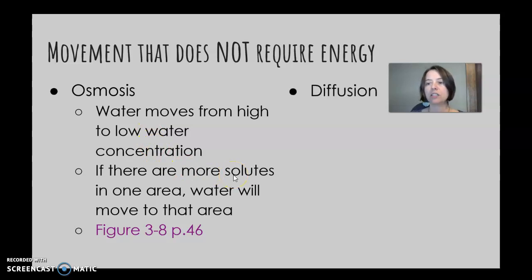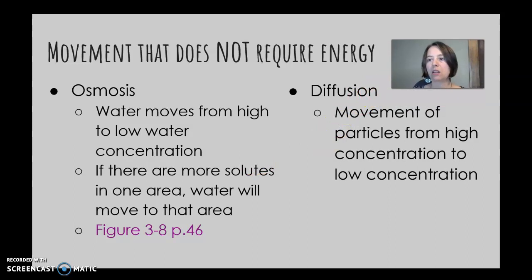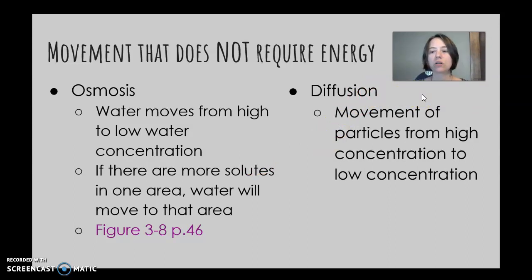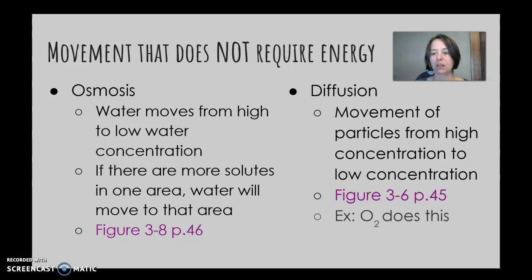Another type is diffusion. That's a movement of particles from high to low concentration. That just happens naturally. There is a nice diagram on page 45 of this little purple substance going from all in one area at the bottom of the beaker to spreading out. Oxygen does this really well, where it moves naturally from high to low concentration, which is good for us, since it moves from high concentration in our lungs to low concentration in our cells where we need it.